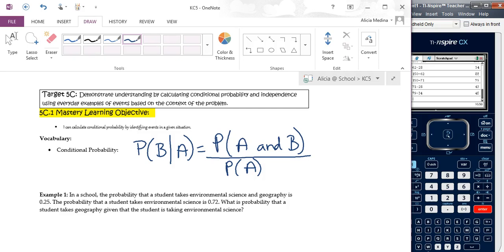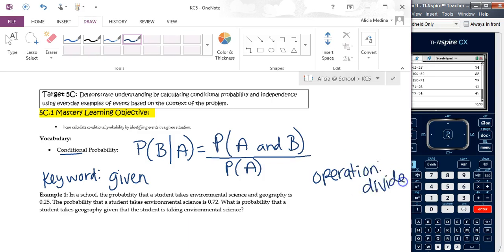Some of the key words here in a word problem, if you see the word given, that should tell you that it is conditional probability. What operation is to take place? Well, what operation do we see when we are expanding our notation here? Well, we see division. So our operation for conditional probability is going to be division. So we need to divide.